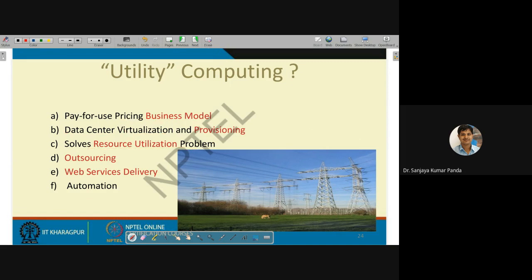And utility computing is also an outsourcing company. Outsourcing means, just like suppose in your home you have a maid, right?